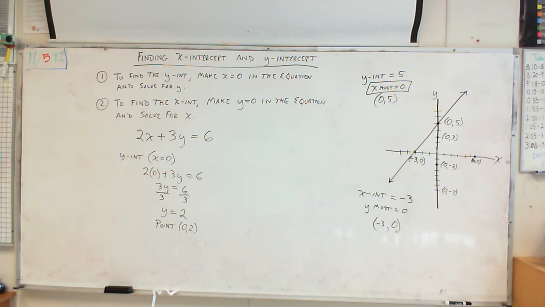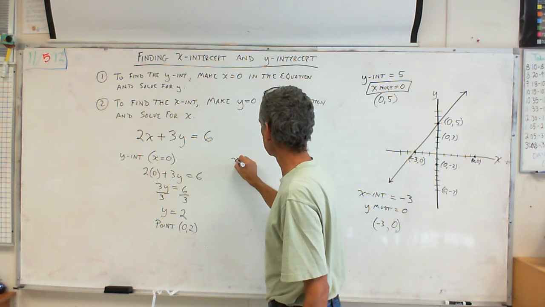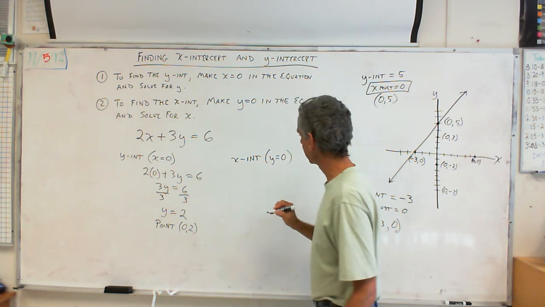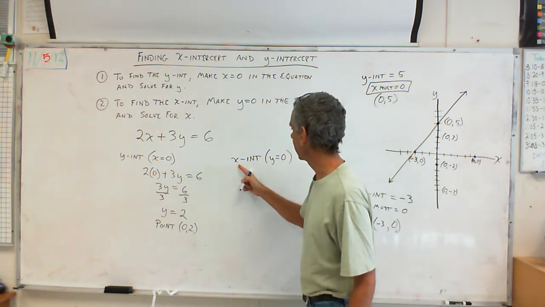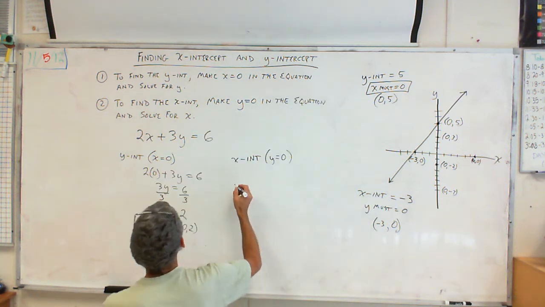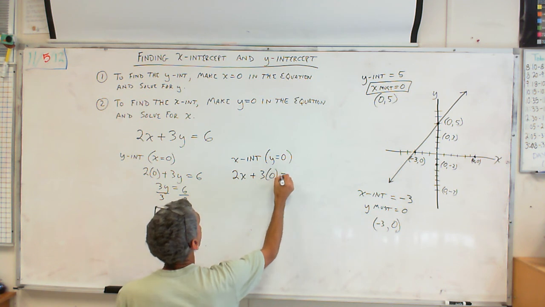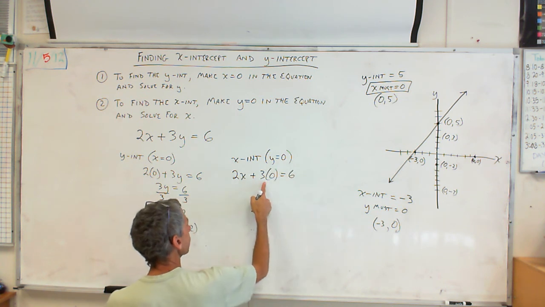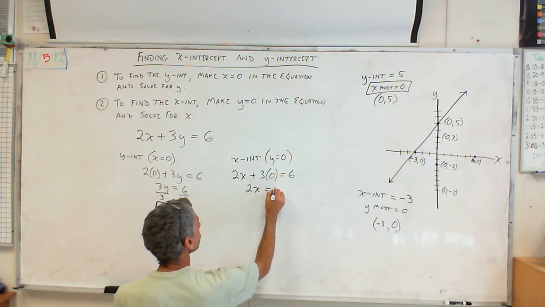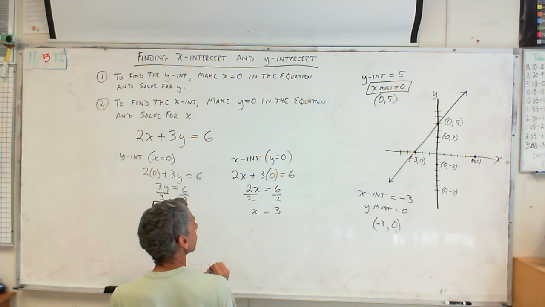All right? Now I want to do the same thing, but for my x-intercept. So I'm going to say x-intercept. And what does y have to be? 0. So I'm going to substitute in: wherever it says y, I'm going to put a 0. Go down here so people can see. So 2x plus 3 times 0 is equal to 6. Now what is 3 times 0? 0. So that cancels out, I don't need it. So I really have just 2x equals 6. Divide by 2, divide by 2. X is equal to 3.